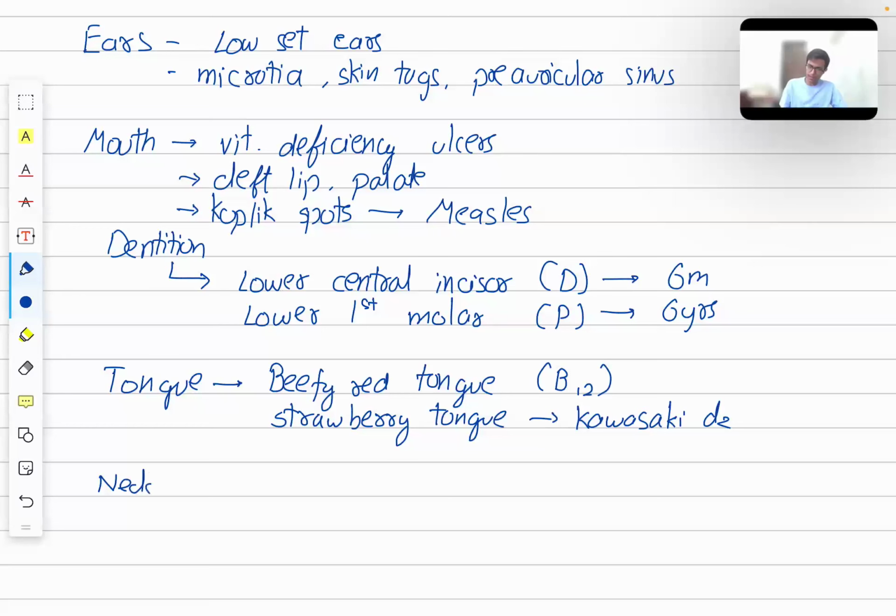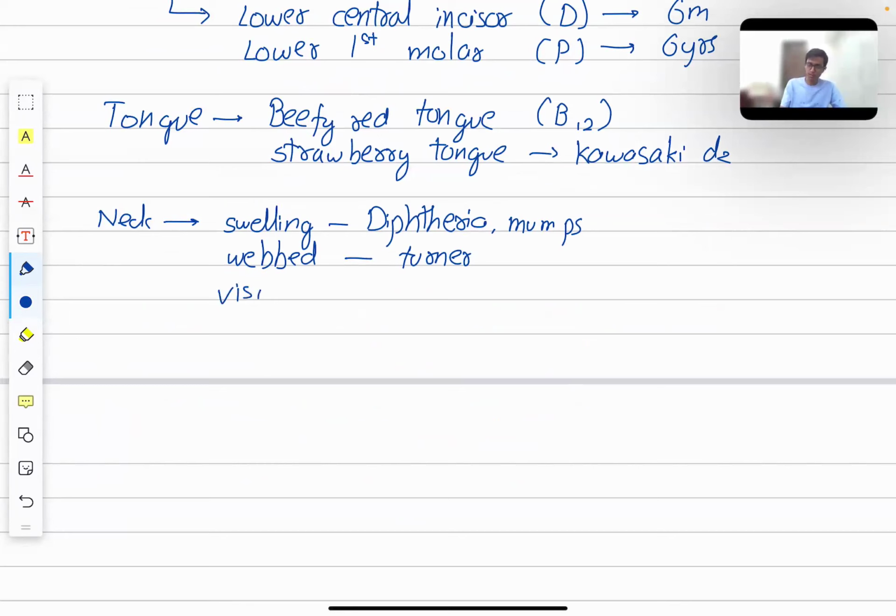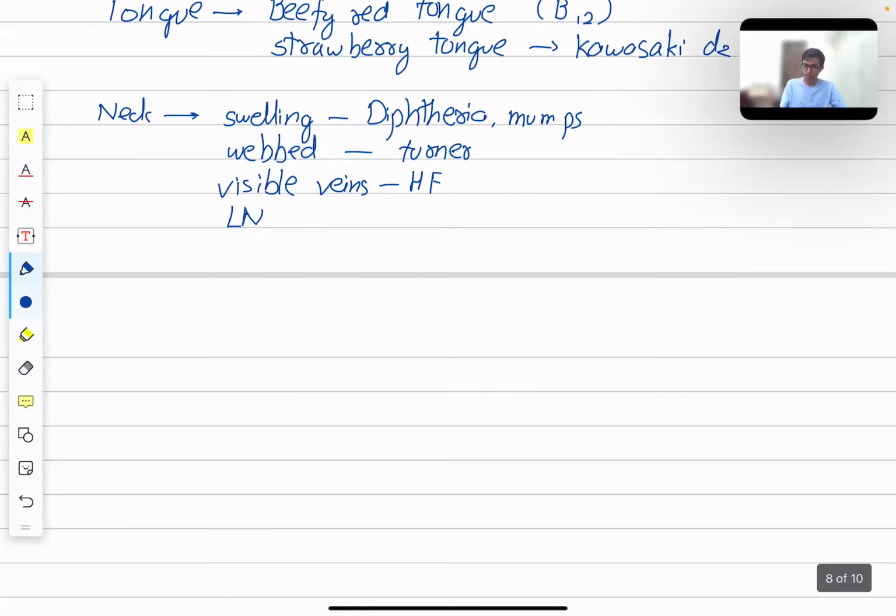Then comes the neck. There may be swelling in the neck in diseases like diphtheria and mumps, or web neck may be seen in Turner syndrome. Visible veins are seen in heart failure, or enlarged lymph nodes may be seen.